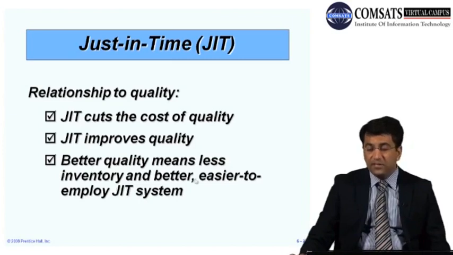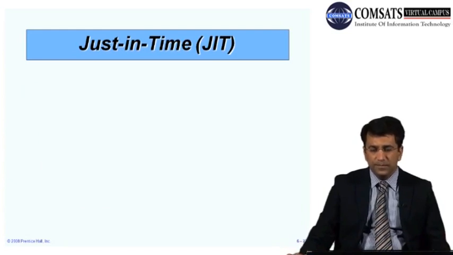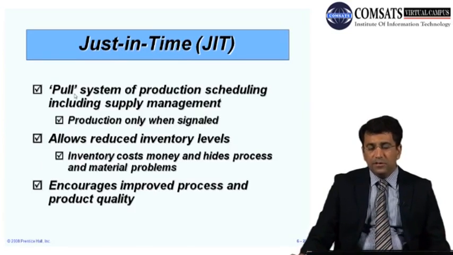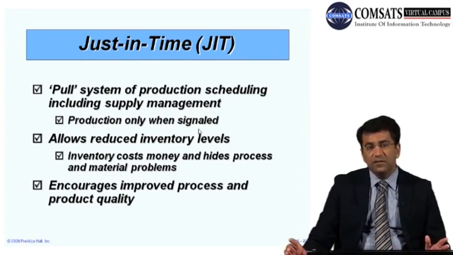So better quality means less inventory and it is easier to enjoy a JIT system. Again, the main purpose of the JIT system is to reduce the inventory, and that is in-time production just when it is needed. It is related to the pull system of production scheduling, including the supply management. That is the production only when signaled. We should not have piles of inventories. We should only produce when it is signaled, when it is required.